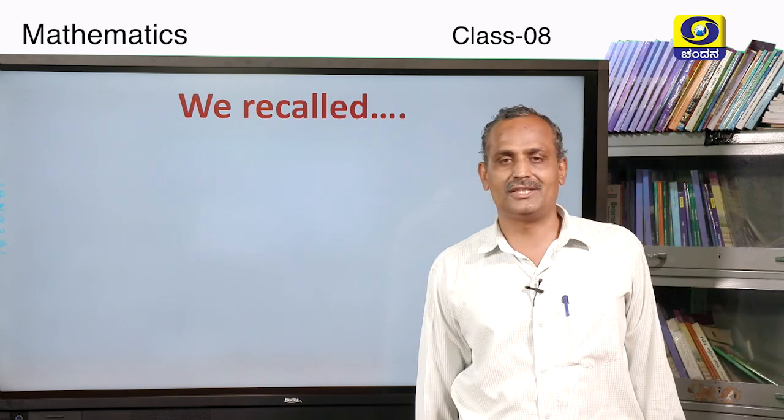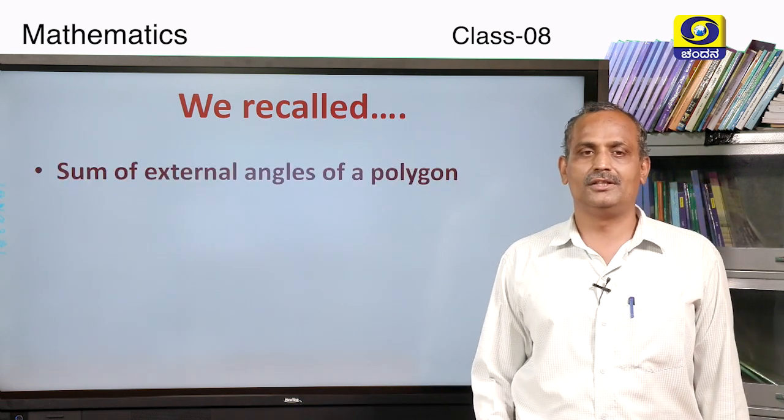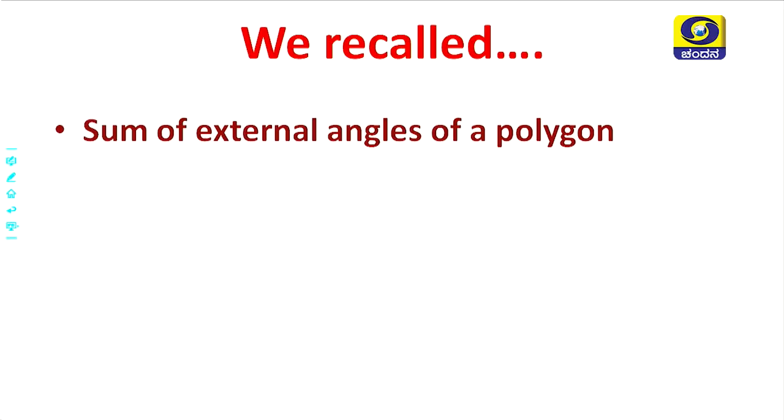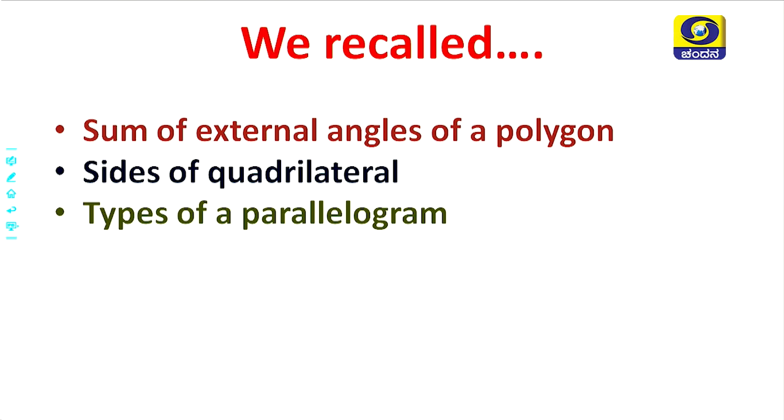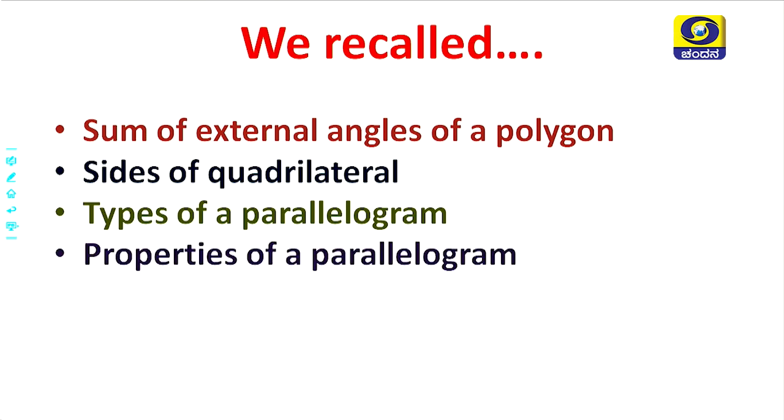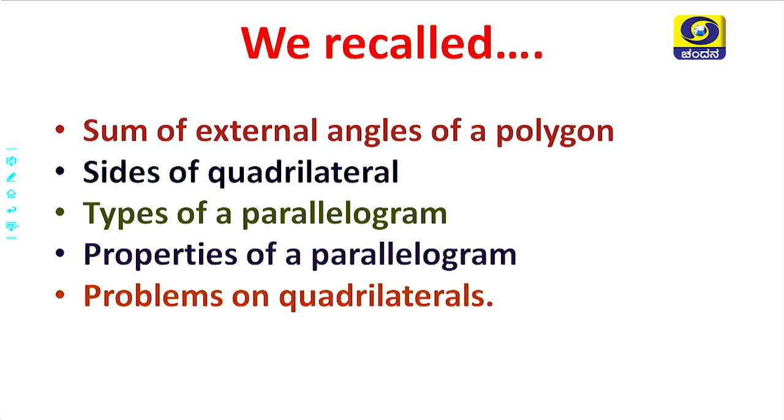So, what we have discussed till now? We have discussed sum of external angles of a polygon. We have discussed about sides of a quadrilateral. We have studied even the types of a parallelogram. We have studied the properties of parallelogram and we have solved certain problems on quadrilaterals.